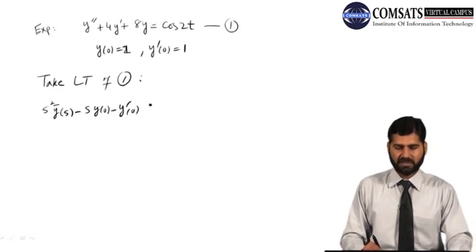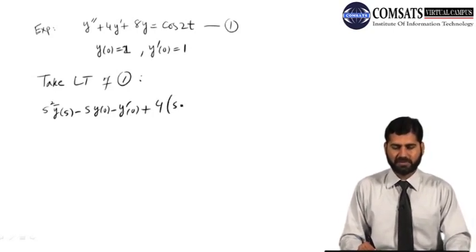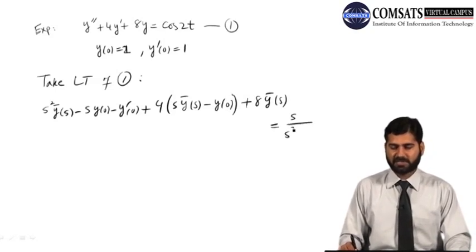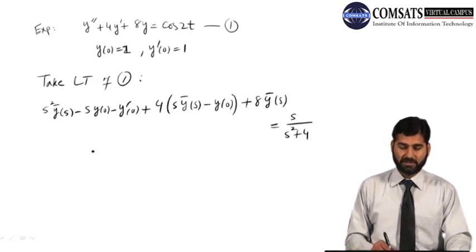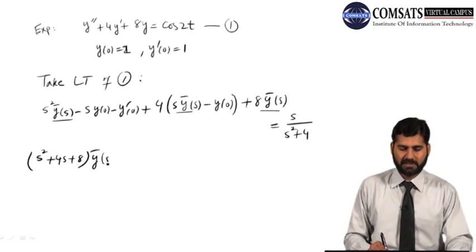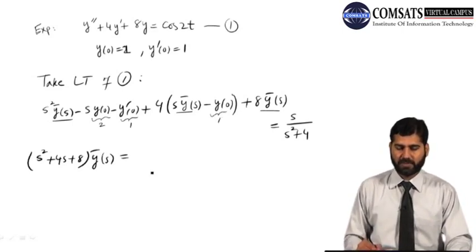This is the second derivative Laplace transform, plus 4 times the Laplace transform of the first derivative, which is s y bar minus y(0), and plus 8 times the Laplace transform of y, which is just y bar of s, equal to the Laplace transform of cosine, which is s over s squared plus 4. Now if you combine these terms, you will get (s squared plus 4s plus 8) times y bar of s, and send the remaining things to the other side. This is 2, and this is 1, and this is also 1, 2.